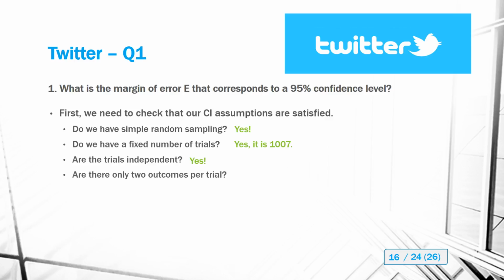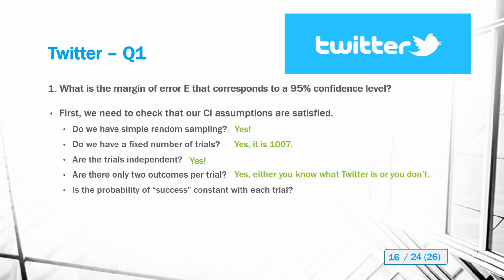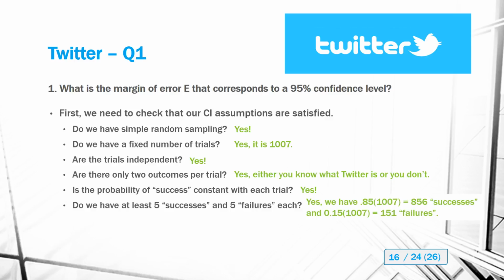Are there only 2 outcomes per trial? Well, yeah, either you know what Twitter is or you don't. So there's only 2 ways it can go. Is the probability of success consistent with each trial? Yeah, it's pretty consistent. Do we have at least 5 successes and 5 failures? Yeah, we've got 856 successes and 151 failures. And you can see I get those numbers by using the proportions from my sample for success and failure. So yes, we've met that. We've met all of our assumptions. They are all satisfied.